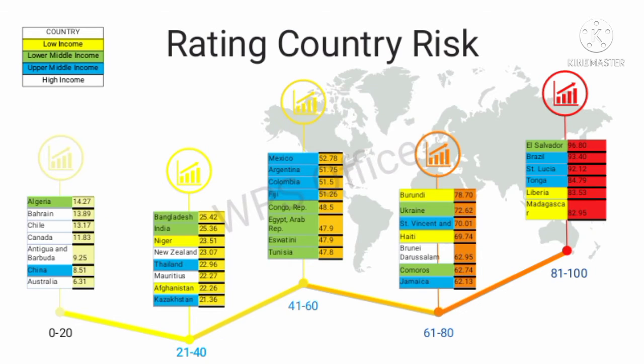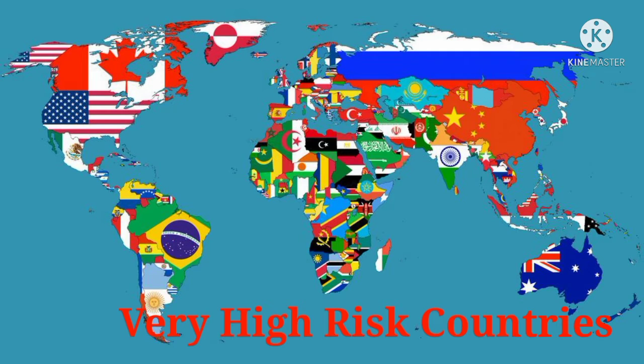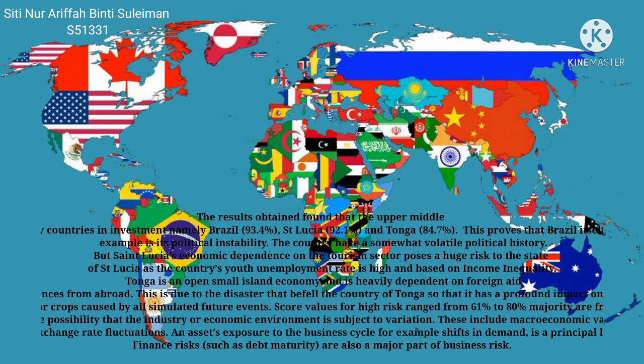The results obtained found that the upper middle income countries are also risky countries in investment, namely Brazil, 93.4%, St. Lucia, 92.1%, and Tonga, 84.7%. This proves that Brazil itself has risks in its economy, for example, political instability.